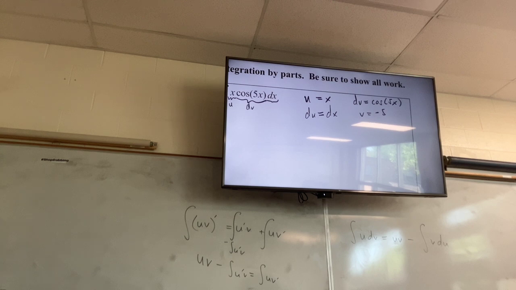Wouldn't it be negative 1/5? And it should be positive, right? Positive 1/5, because that becomes cosine 5x times 5.